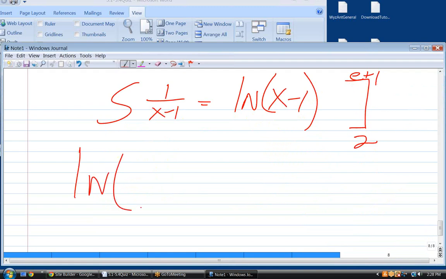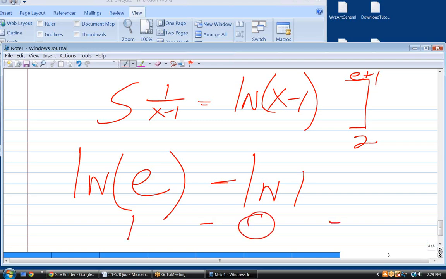So tell me what it is. Always start at the top. So there we go. The natural log of e plus 1 minus 1 turns into the natural log of e, doesn't it? That's the top. Minus the natural log of 1, because you put the 2 in and you get 1. And then isn't the natural log of e 1, and the natural log of 1 is 0? So you get 1.